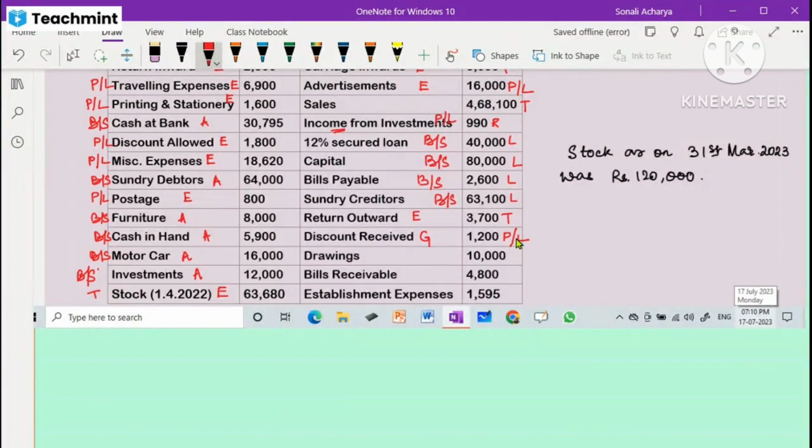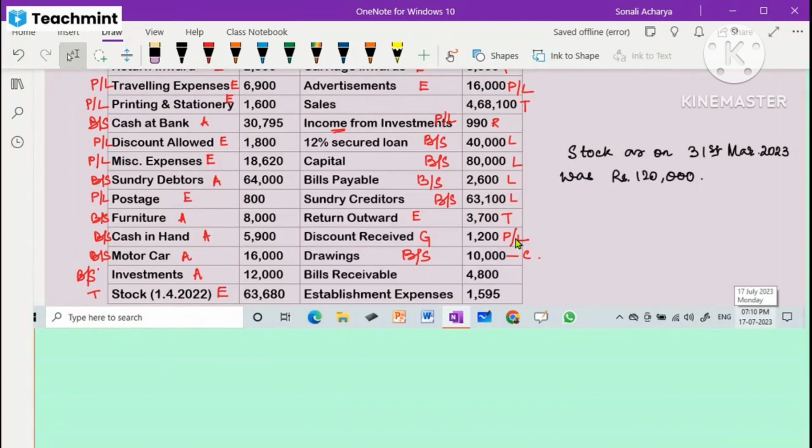It is reducing the amount of capital. So it's a balance sheet item. We will deduct the amount of drawings from the capital. So it's a balance sheet item. Drawings is a part of capital. Okay.